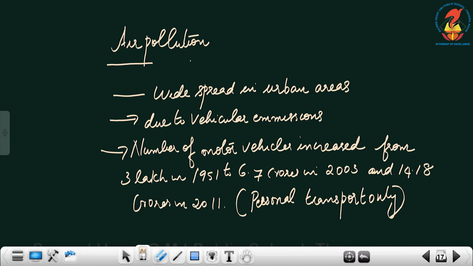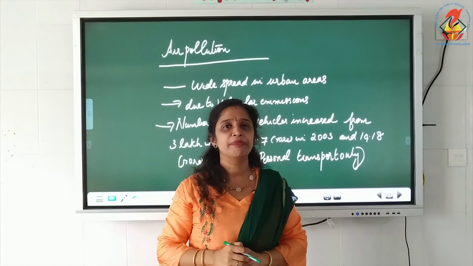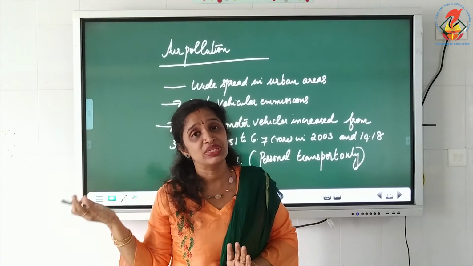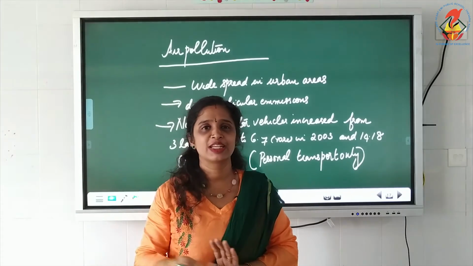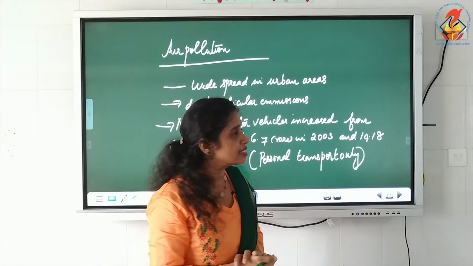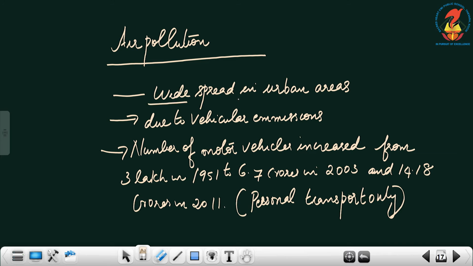Next, another major issue, air pollution. Now, when we speak about air pollution, it is a major and serious issue which has happened in the urban areas, especially in towns and cities. See, it is widespread in urban areas due to vehicular emissions.